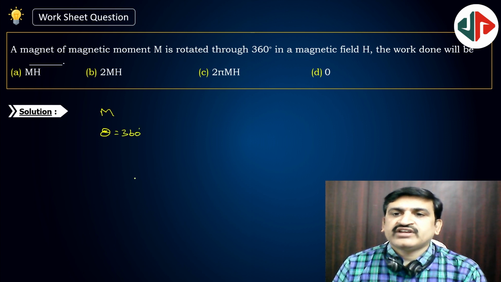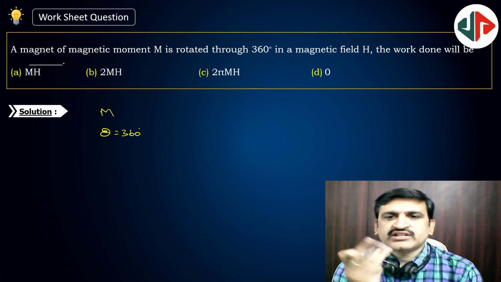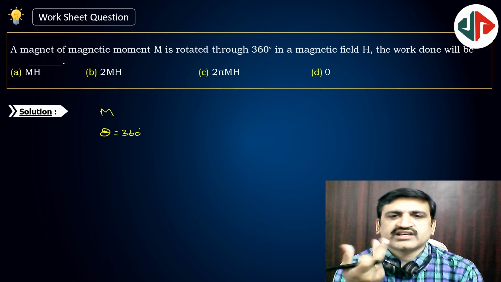A magnet of magnetic moment M is rotated through 360 degrees, theta equal to 360 degrees, in a magnetic field H. The work done will be 0, because in one complete rotation, in one half rotation, its potential energy increases. Again, in the other half rotation, it decreases. So 0.